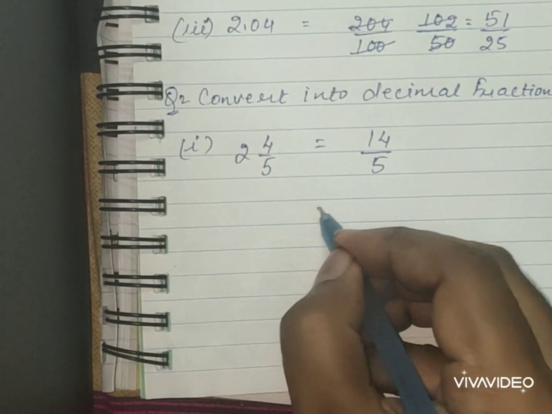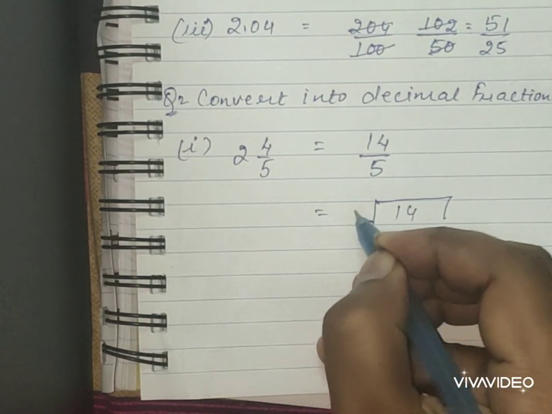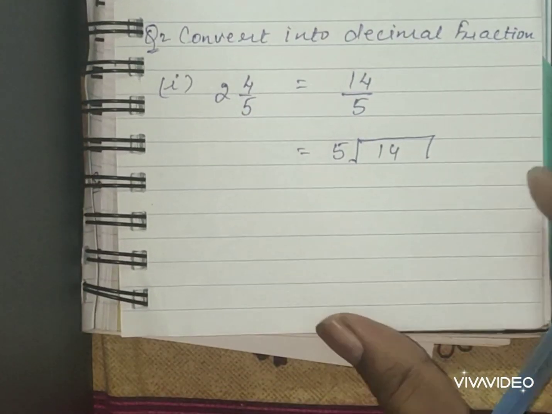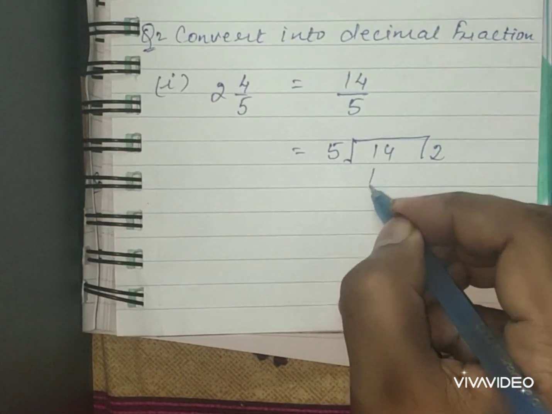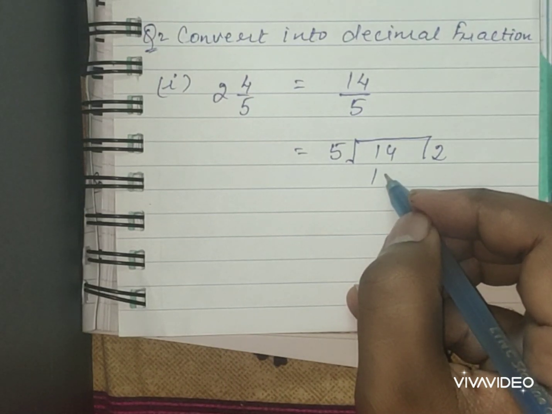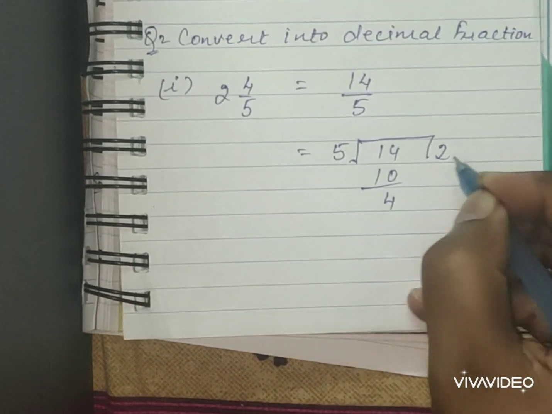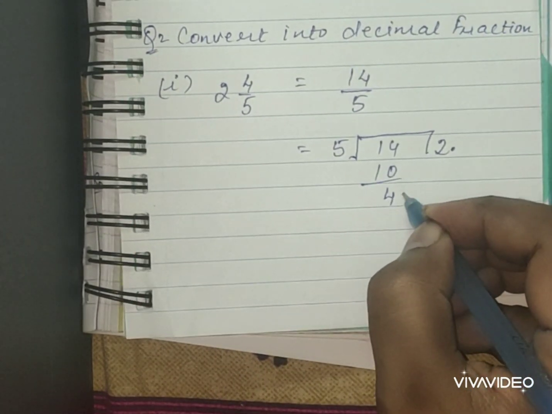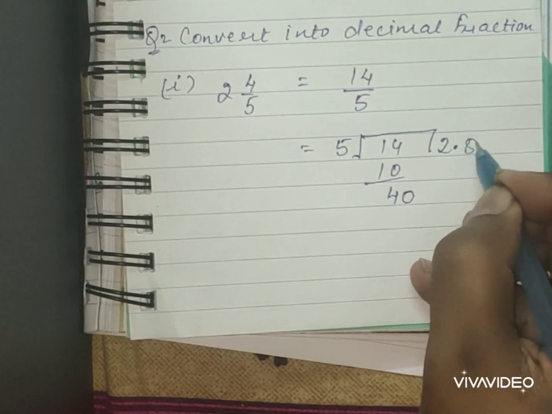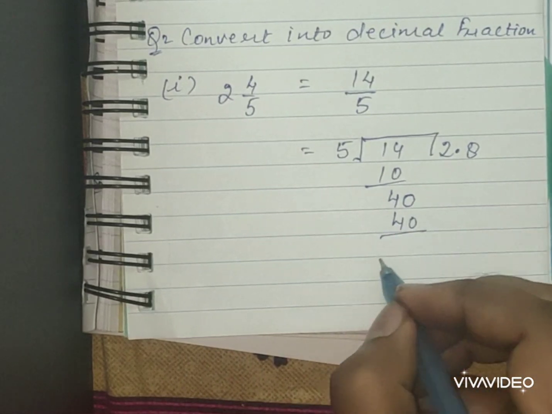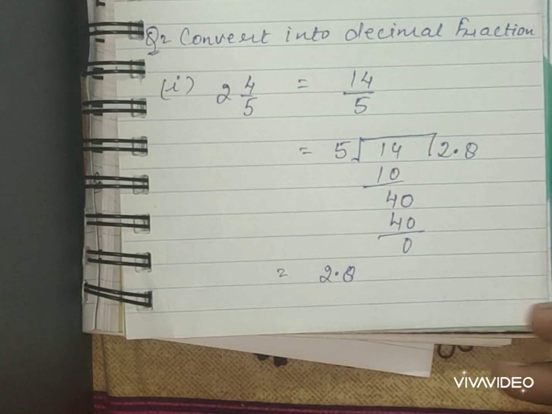And if we have to convert this into a decimal, so we will divide it. Now 5 2s is 10 because it is close, because if we go on to 3, it will be 15, that will be greater. So 5 2s are 10, 4 is left, then we will put decimal, and after decimal 0 will come automatically over here. And 5 8s are 40. Solved. So your answer is 2.8.